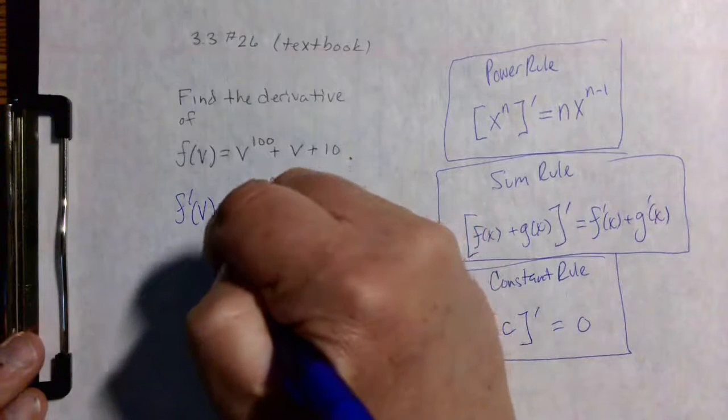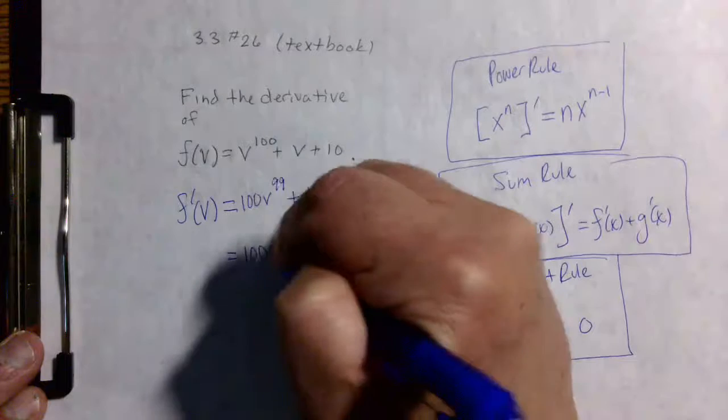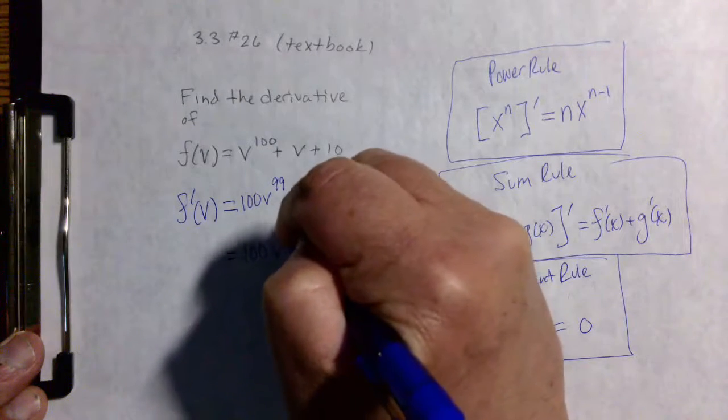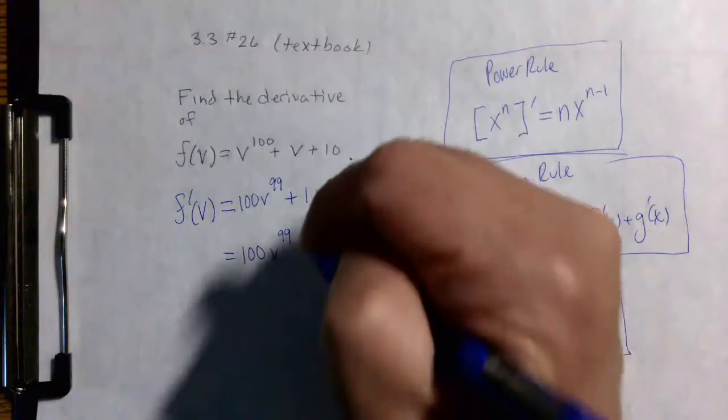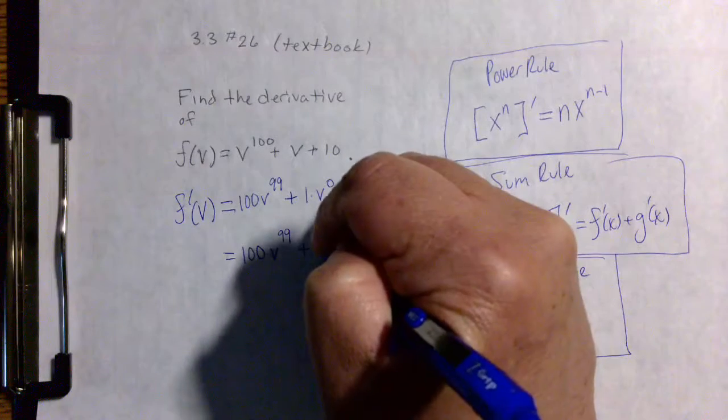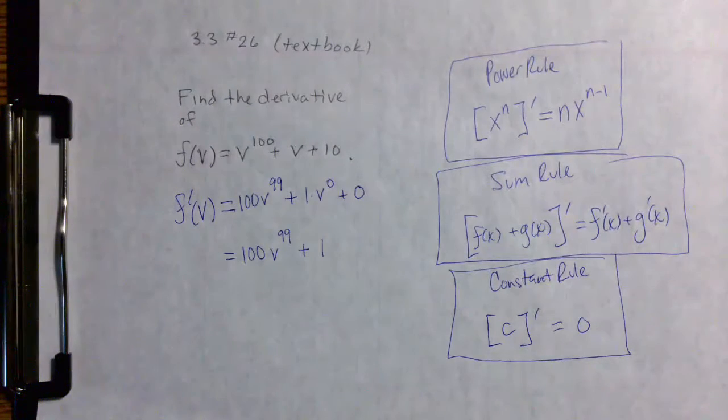But then I can simplify this expression, 100v to the 99th. I don't need to write 1 as a coefficient. It's understood. V to the 0 is 1. Okay, if you raise a variable to the 0 power, okay, that's just 1. So this is 100 v to the 99th plus 1. That's the derivative of this function here.